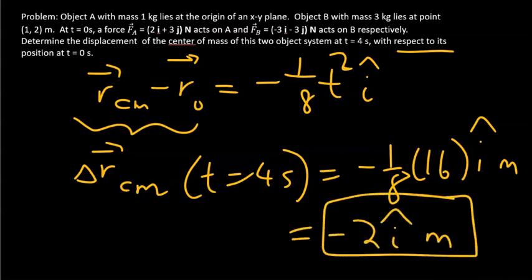So that is the answer. What that means is, under the influence of these two external forces on the system, the center of mass of the system has moved 2 meters to the left in an interval of 4 seconds.